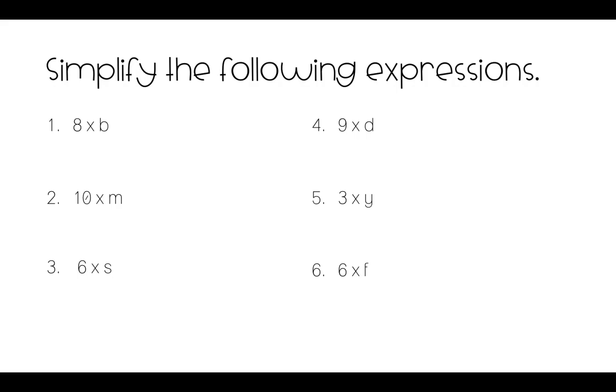So simplify the following expression. We'll do 2 together and then you can do the rest on your own. So 8 times b gives us 8b. And 10 times m gives us 10m. So pause it, do the last 4, and then come back. So 6 times s gives us 6s, 9 times d gives us 9d, 3 times y gives us 3y, 6 times f gives us 6f.